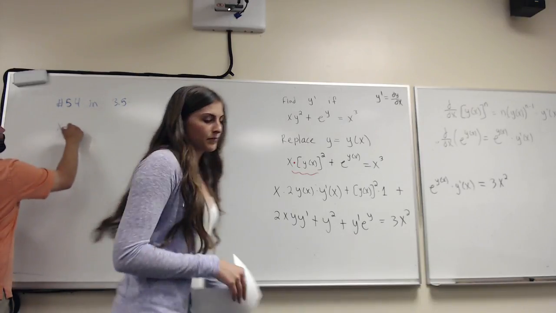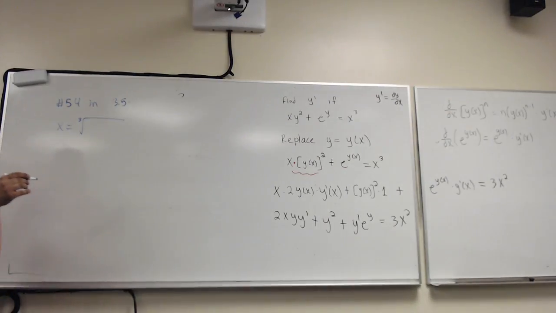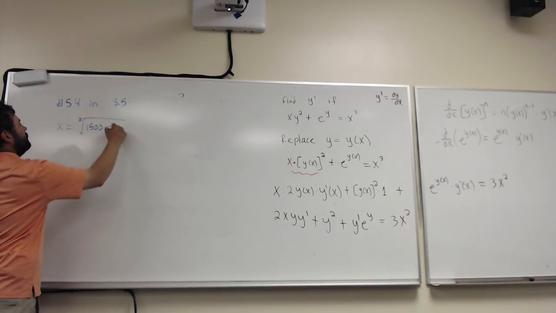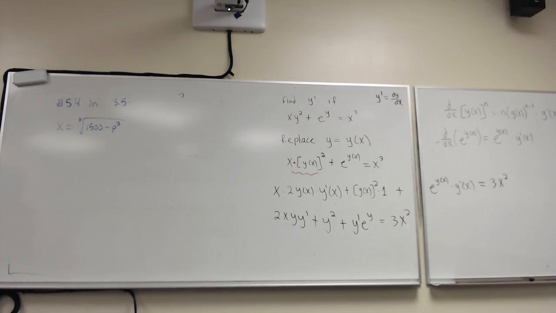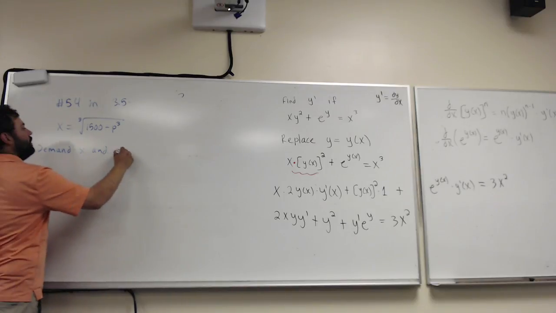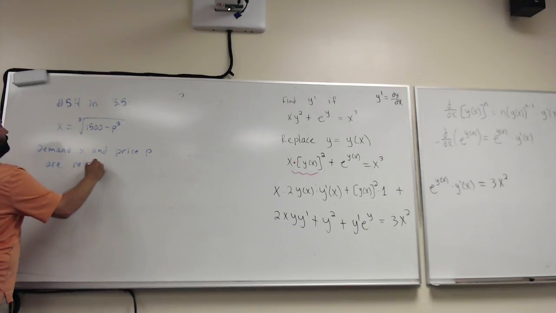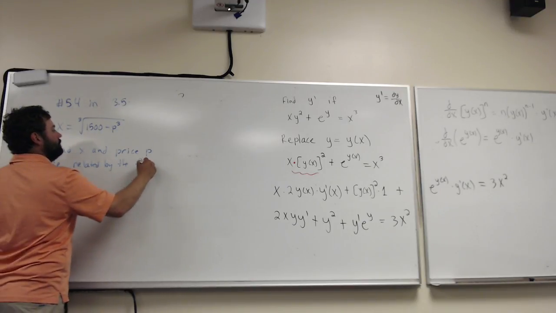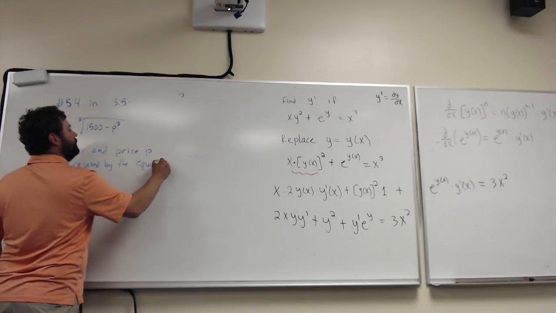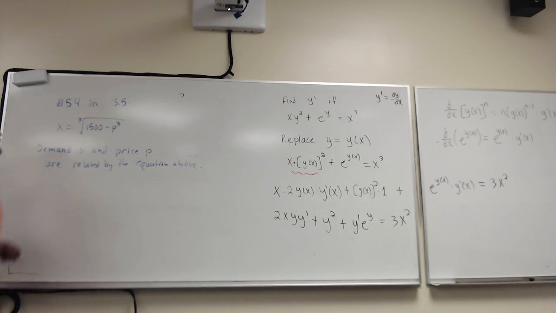Oh, okay. So x, hold on, that's the cube root of 1500 minus p to the third. So it's the cube root of 1500 minus p cubed? Okay, so this problem is just saying that demand x and the price p are related by the above equation. Okay, so this is just the price-demand relationship. We would say x units are demanded at a price of p dollars.